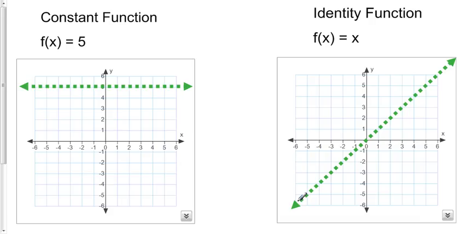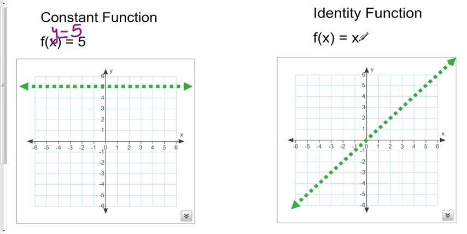The constant function, here's an example. f of x equals 5. It's a horizontal line going through 5. y equals 5. There it is. Remember, f of x just replaces y, and so you can always think of this as y equals 5. The slope is 0. There is no x here, so the slope is 0. The y-intercept is 5, and you've got the horizontal line.